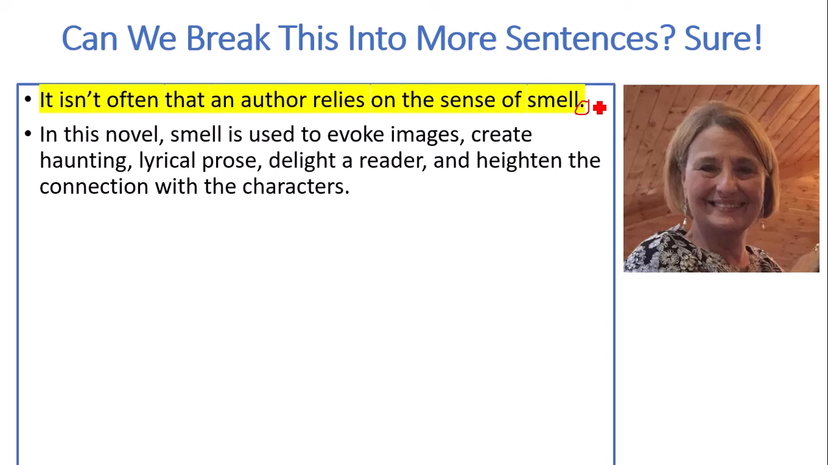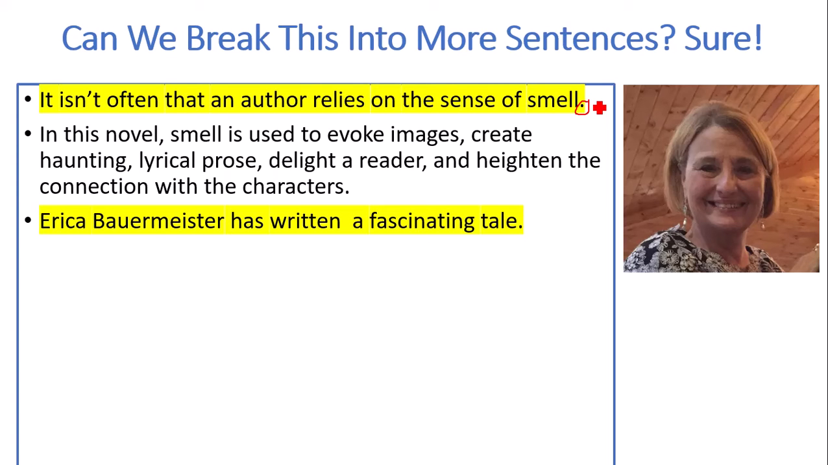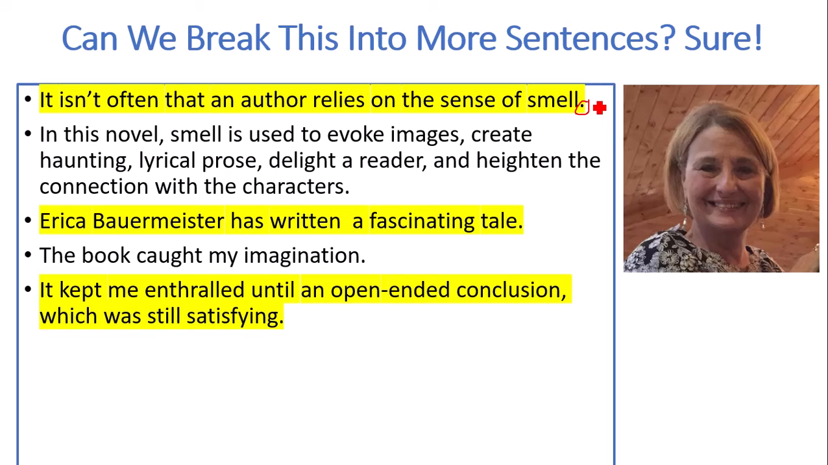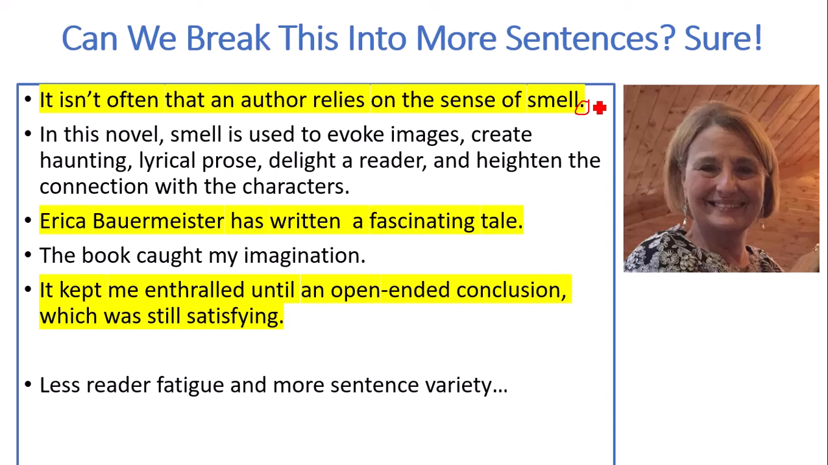In this novel, smell is used to evoke images, create haunting lyrical prose, delight a reader, and heighten the connection with the characters. Erica Bauermeister has written a fascinating tale. The book caught my imagination. It kept me enthralled until an open-ended conclusion, which was still satisfying. So now we have a little bit more sentence variety. Medium sentence, long, medium, short, and then a little bit longer one.